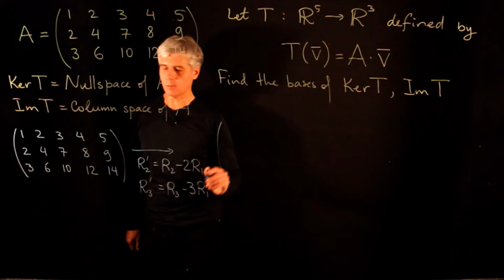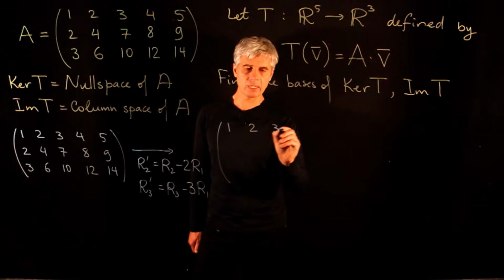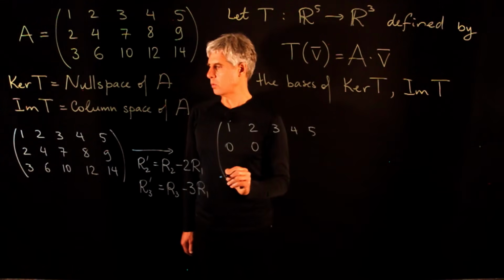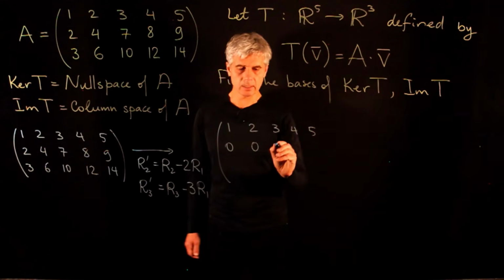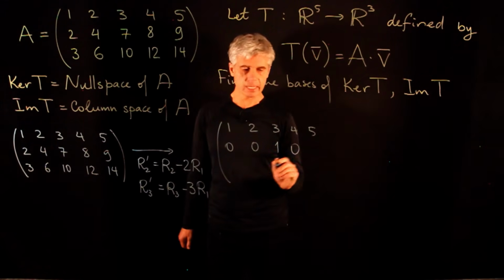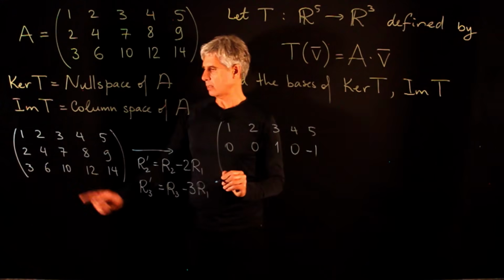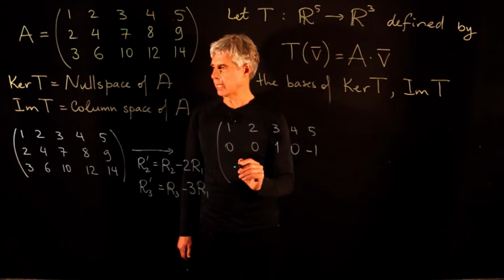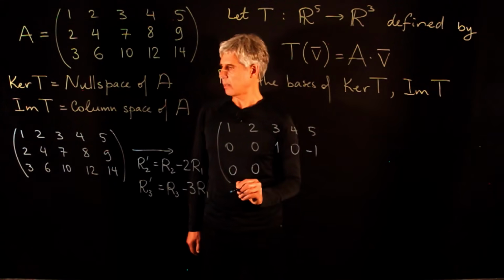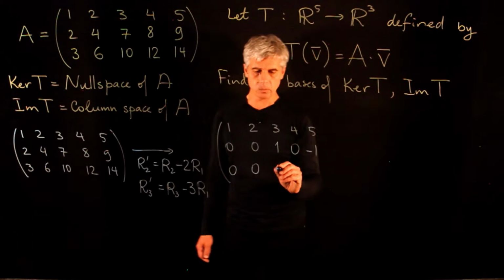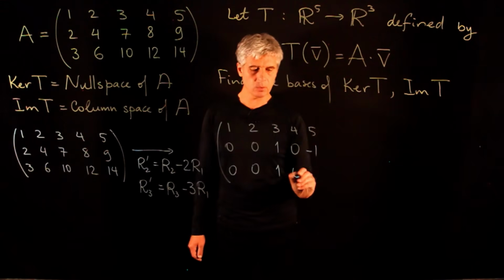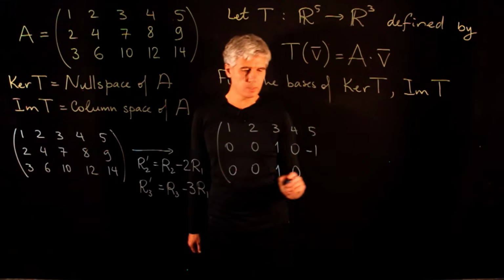Then we get the following matrix. The first row is unchanged. The second row is going to be 0, 0, 7 minus 6, that's 1, 8 minus 4, that's 0, 9 minus 10 is negative 1. And here we get 3 minus 3, that's 0, 6 minus 6, that's 0, then 10 minus 9, that's 1. We have 12 minus 12, that's 0, and 14 minus 15 is negative 1.